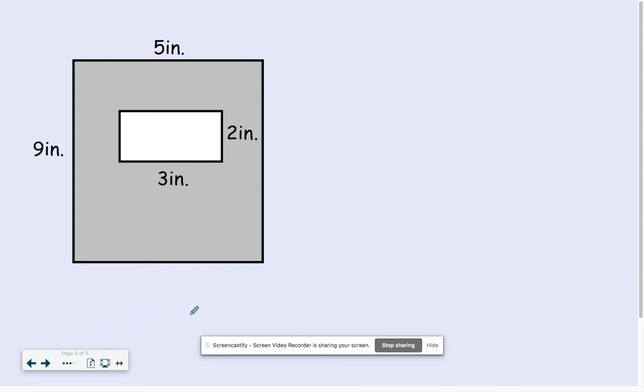On this shape, we still can find our missing sides, but it becomes a little bit easier because we just see rectangles. On the top is 5 inches, so the bottom is going to be 5 inches. This side over here is 9 inches, so over on this side has to be 9 inches. The bottom here is 3 inches, so the top will be 3 inches. And over here on the side is 2 inches, so over on this side would be 2 inches.